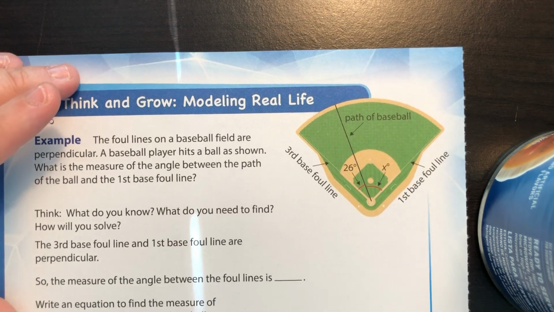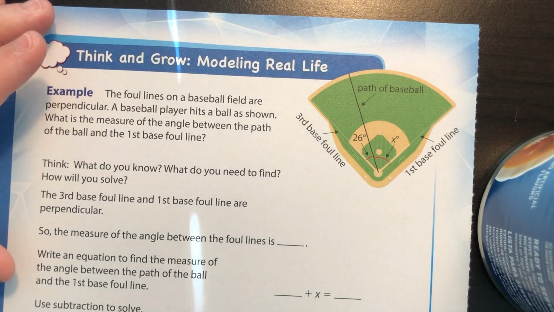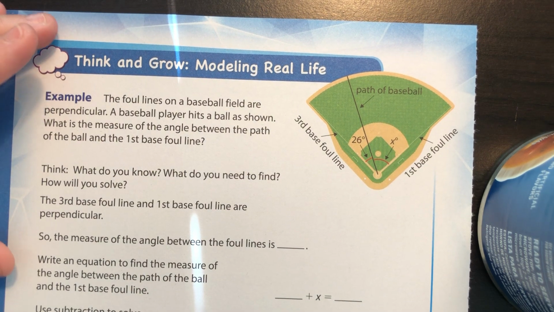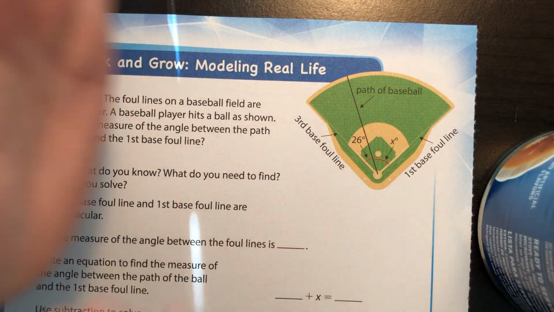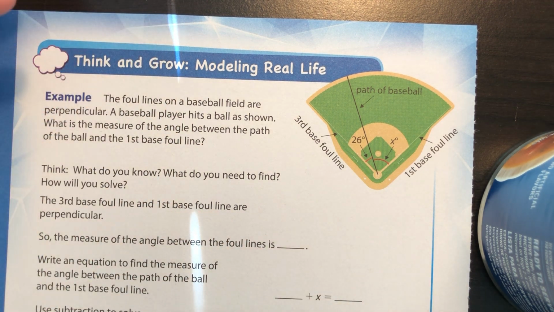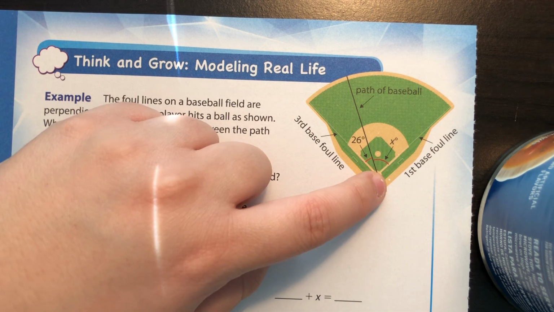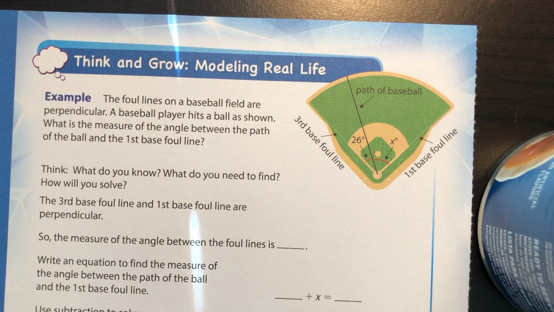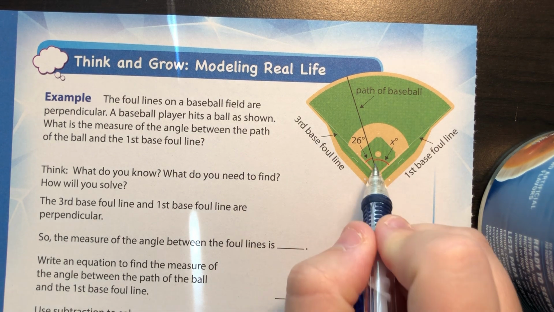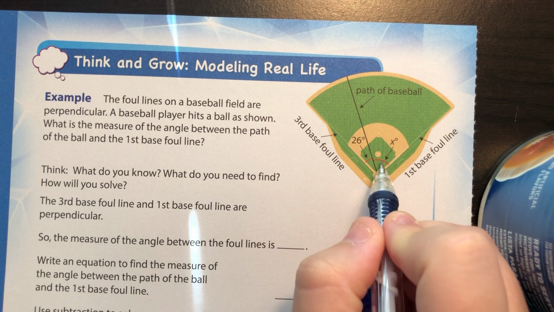Okay, last page. The foul lines on a baseball field are perpendicular. Perpendicular, of course, means that it forms a perfect corner, 90 degrees. A baseball player hits a ball as shown, so the path of the baseball. What is the measure of the angle between the path of the ball and the first base foul line? So in other words, what is this angle measurement right here?